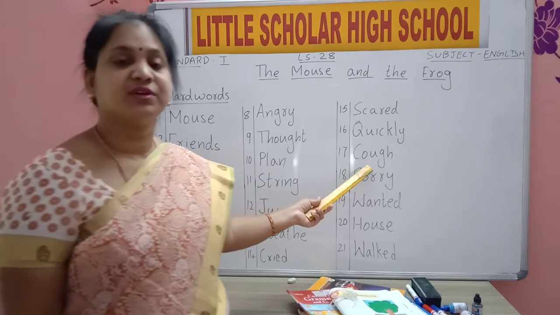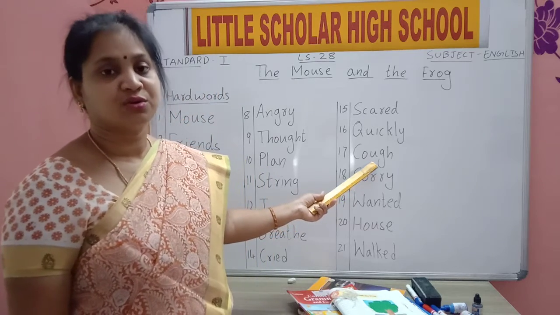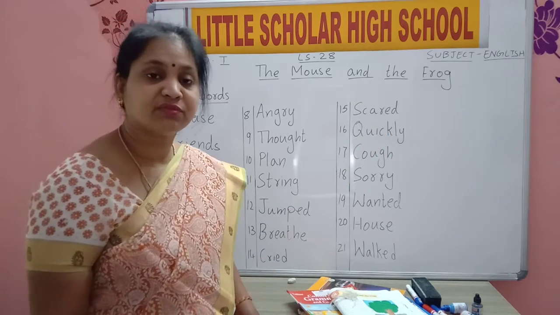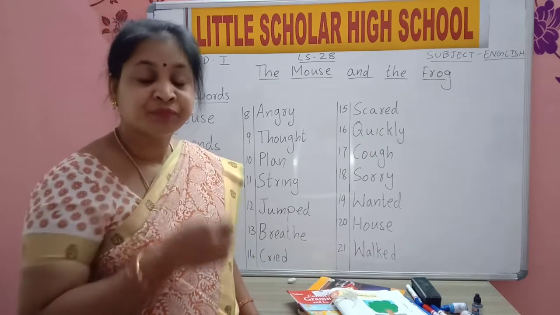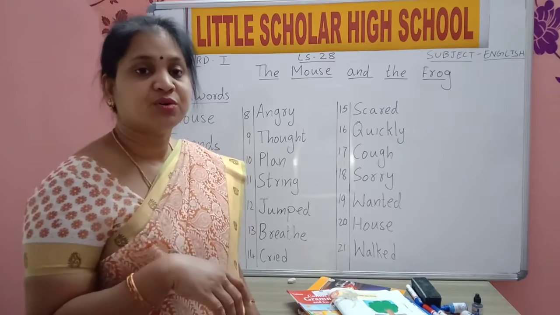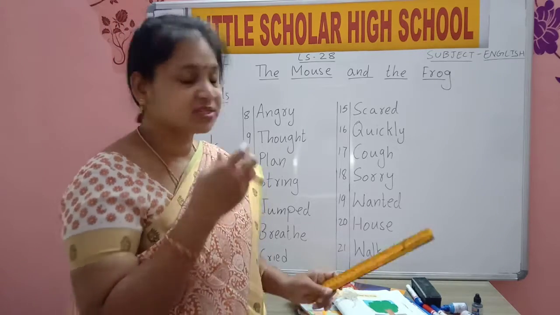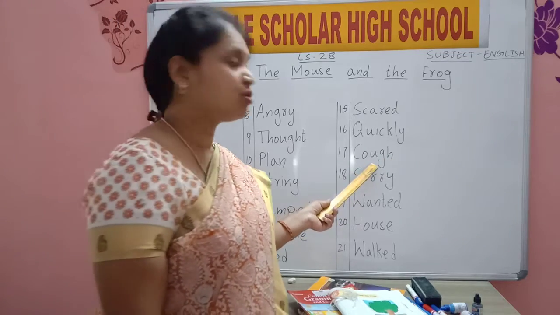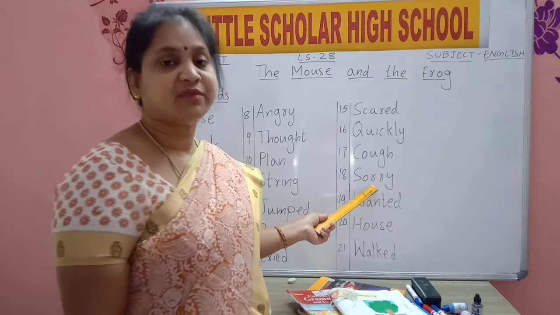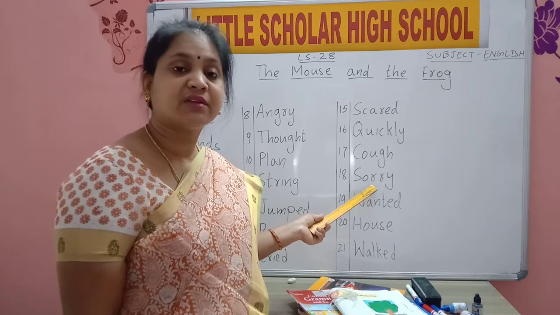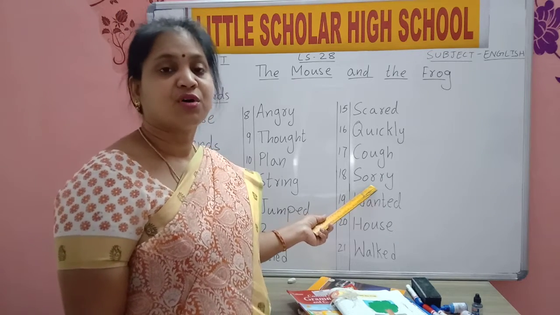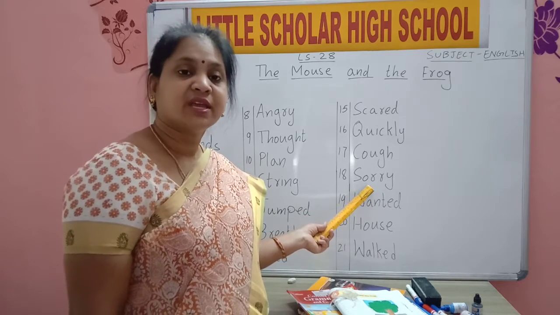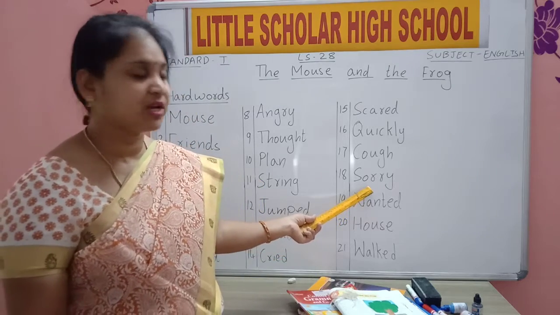C-O-U-G-H, cough. As the mouse came out of the water, it started coughing. Why? Because it has taken water, no? Water in the mouth, no? So it started coughing to remove the water. S-O-R-R-Y, sorry. Who said sorry? The frog said sorry to the mouse.